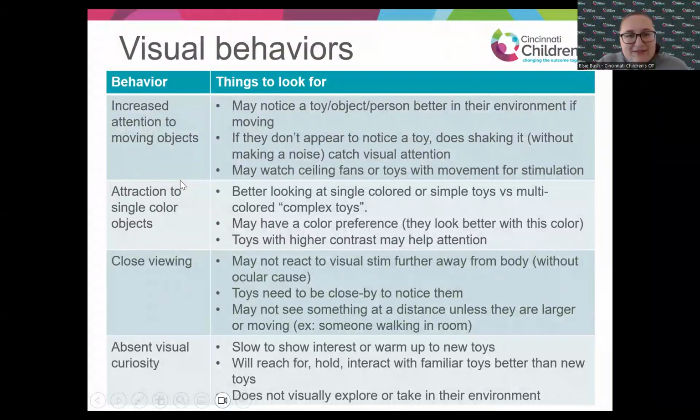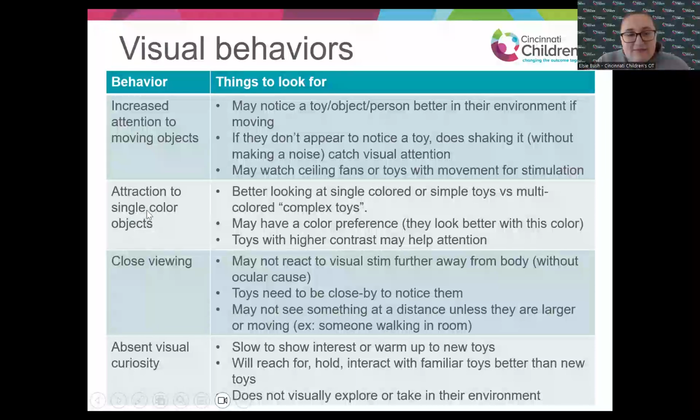Some additional behaviors that we may see are increased attention to moving objects. If a toy has a spinning component, we may look at it better. Similar to ceiling lights, kids may fixate or really stare at ceiling fans that also have movement, and they may be a distractor in different environments. Even videos are something they can focus on a lot more easily than a book or a picture. Sometimes that movement is a good stimulus that can make it easier to understand what we're looking at.